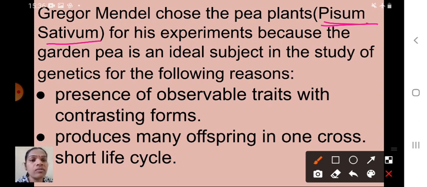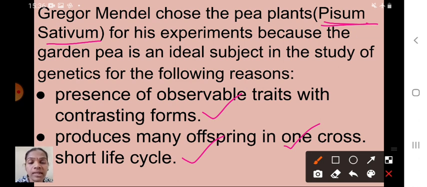First point is presence of observable traits with contrasting forms. So many characteristics are there in that plant, which I will tell you now. Next is that it produces many offspring in one cross, meaning many plants after reproduction. Third is short life cycle. The life cycle of this pea plant is very short, so we can get the next generation very quickly.